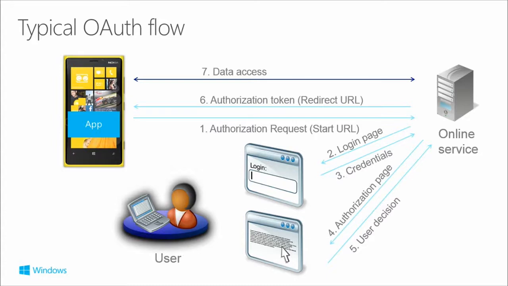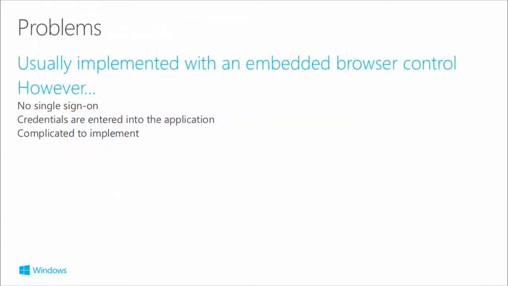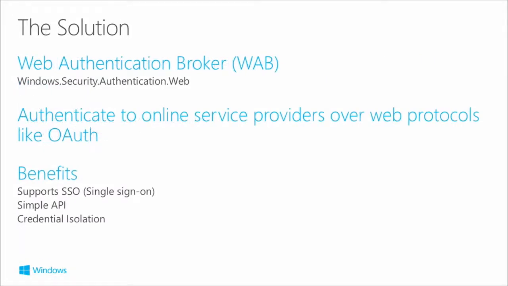It's complicated to implement, and you have to have an embedded web browser control, which we don't want to do. It's hard to implement, and it's got a lot of other problems as well. The solution is the Web Authentication Broker, where you can authenticate easily and support single sign-on, which we're not going to cover. We'll cover that in the enterprise session this afternoon.